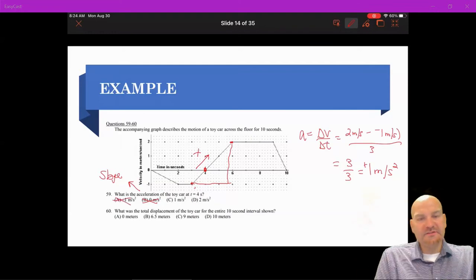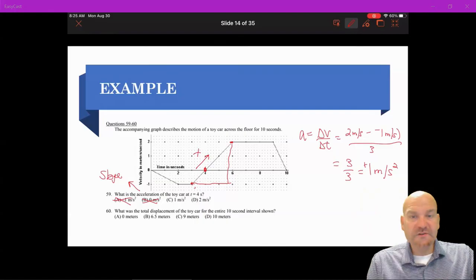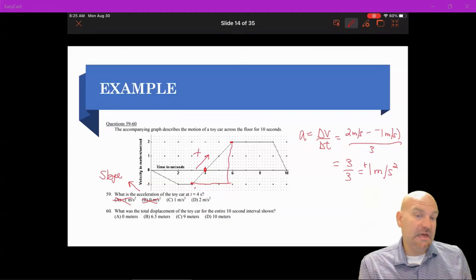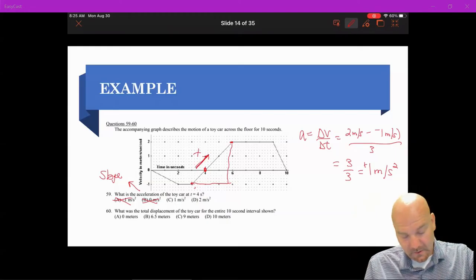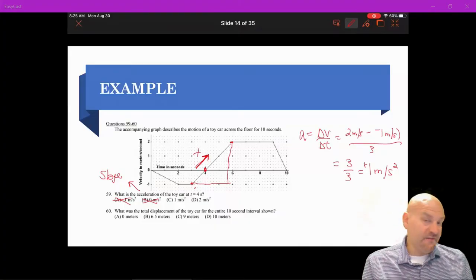So, test-taking strategy: look at the picture. You know what slopes look like. You know what a positive slope is. You know what a negative slope is. If it's looking for acceleration and you have a positively sloped line, guess what? You can cancel out negatives. And if you have a slope line, like how this is a slope line, your acceleration is definitely not 0.